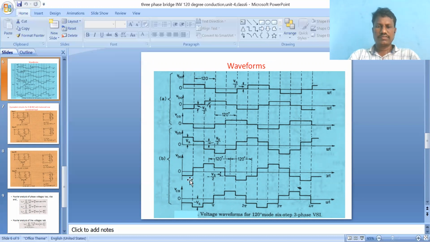Then the line voltages. The waveforms are like this. VA0 for 0 to 60 is Vs by 2, VB0 is equal to minus Vs by 2, VC0 is equal to 0. We calculate the line voltage VAB as VA0 minus VB0. VA0 is Vs by 2, VB0 is minus Vs by 2, so we get Vs only. Like that we calculate the phase voltage and line voltage for each 60 degrees interval of time. We get the waveforms of the three-phase bridge inverter.